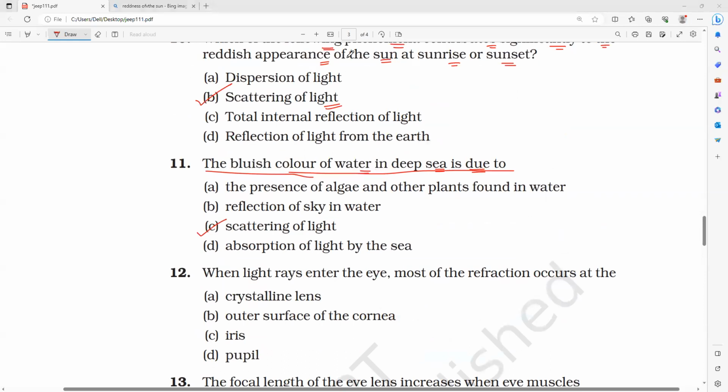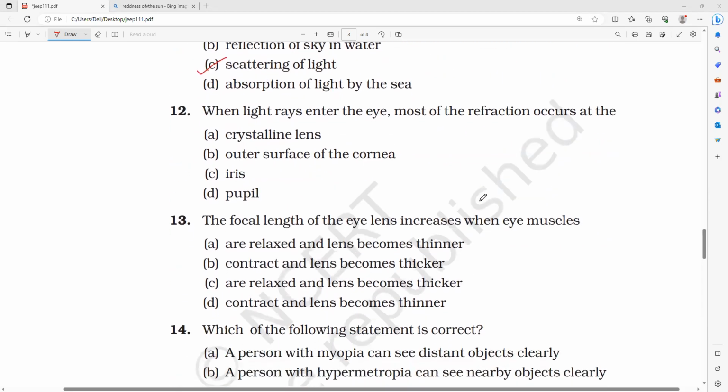Others? Blue color of the water in the deep sea, that is also because of what? Scattering of light. Because of the least wavelength of the blue light, most of the blue light will be scattered away. That is what you have to remember. When light rays enter the eye, most of the refraction occurs at where? Cornea. So most of the light will be refracted by the cornea itself.